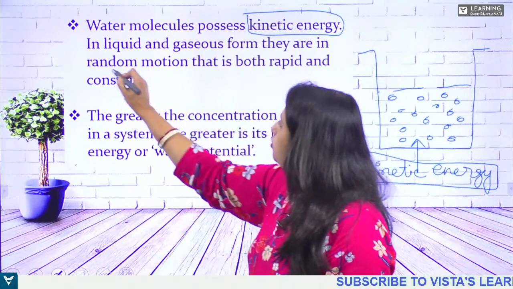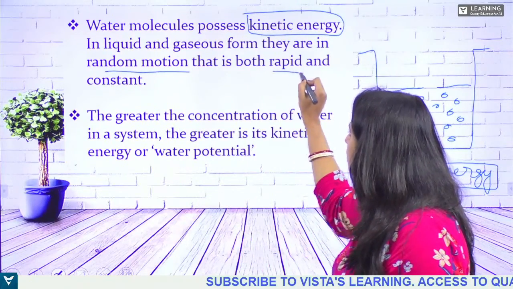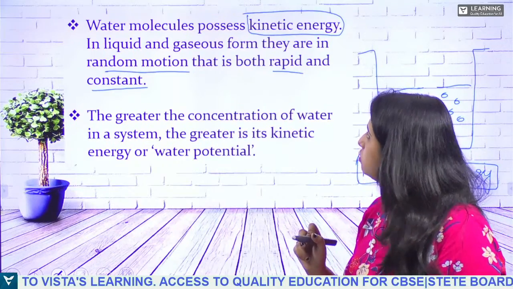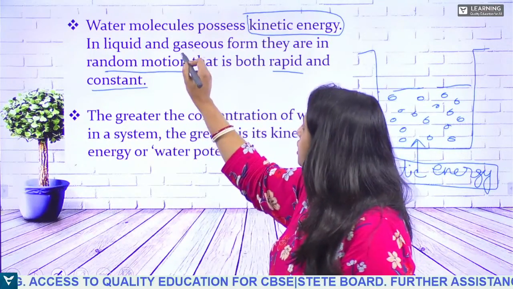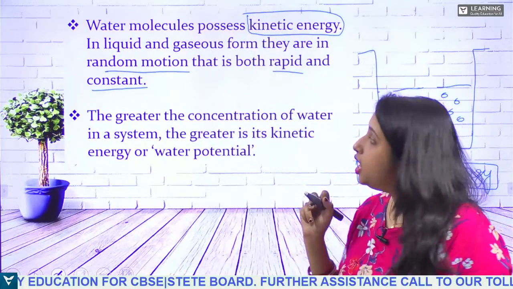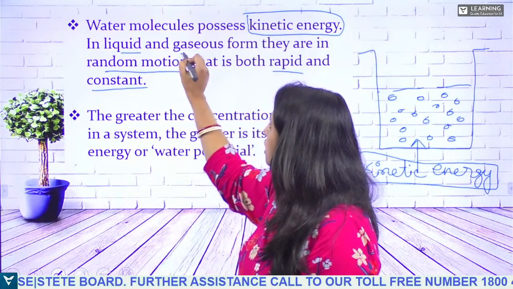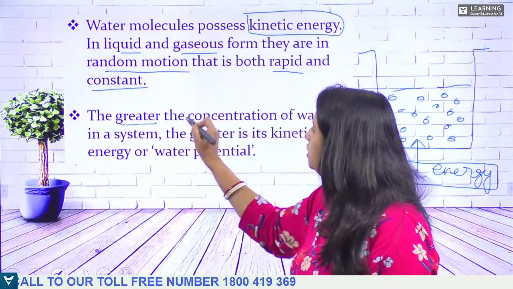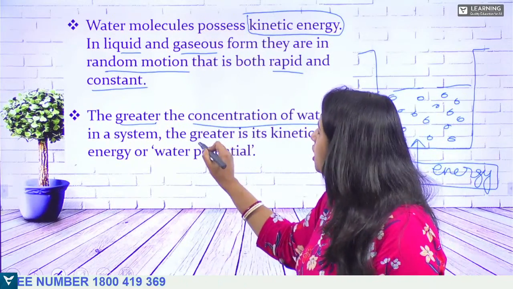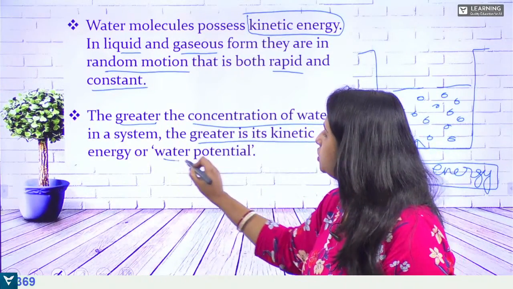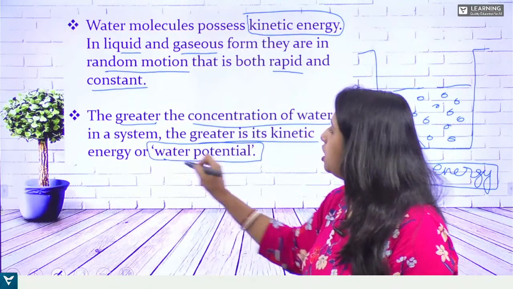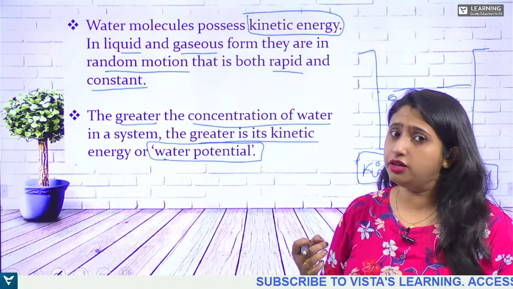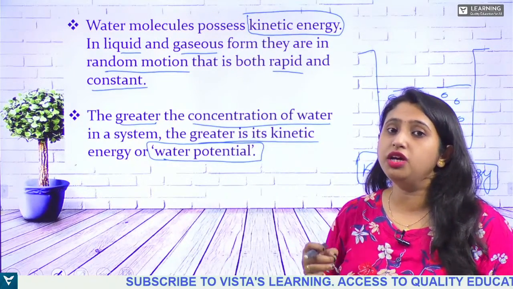So they are in random motion that is both rapid and constant. The water molecules are in random motion in liquid and gaseous form. The greater the concentration of water in a system, the greater is its kinetic energy or water potential. So if the concentration of water is greater, then the kinetic energy also will be greater.